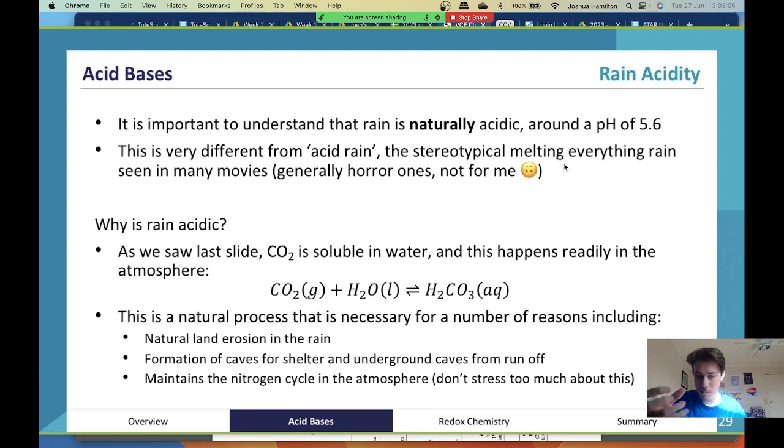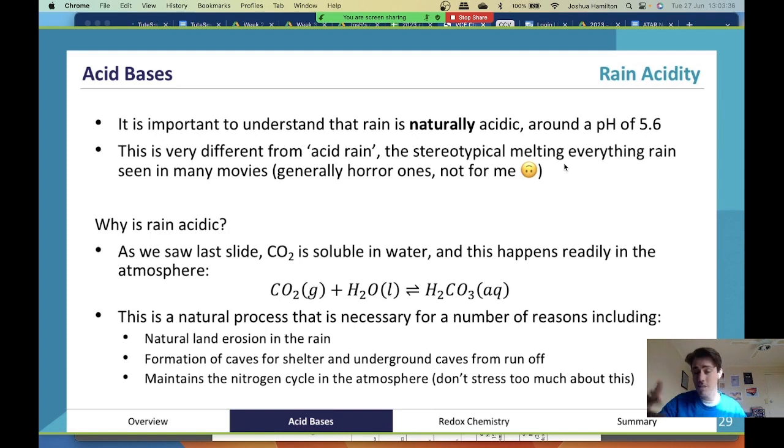You don't need to know too much about this, but it's a really cool point to say that nitrogen's the most common molecule in the atmosphere, and we would be overwhelmed by too much nitrogen if it wasn't for the acidity. It works to maintain the levels of nitrogen and that cycle within the atmosphere. So rain acidity, not acid rain, is actually a really common and really important process. We have to be slightly acidic.